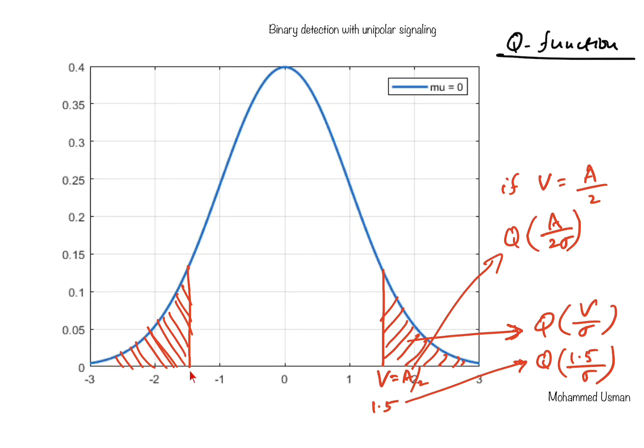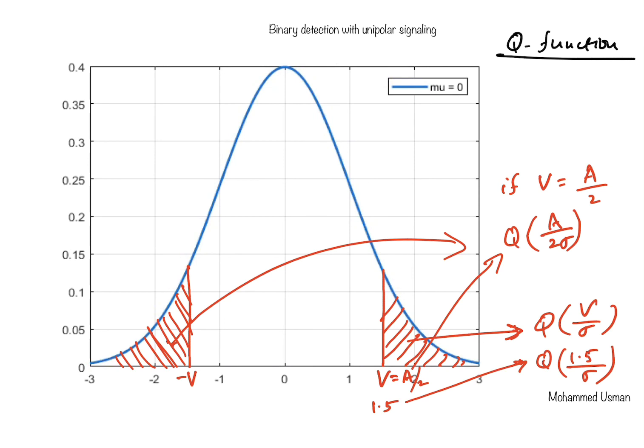So if we have the same v on this side, on the negative side, so let's say we are computing the area of the Gaussian tail from minus infinity to minus v, this area, that is also the same as this, by the symmetric nature of the Gaussian PDF. So this is also equal to these numbers, okay? So minus infinity to minus v is the same as v to infinity.